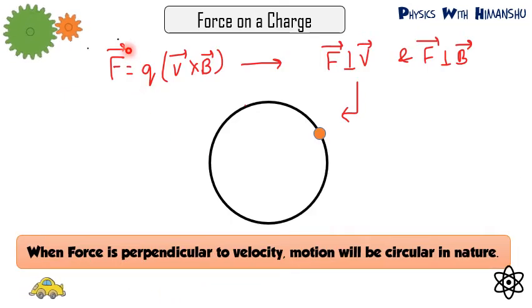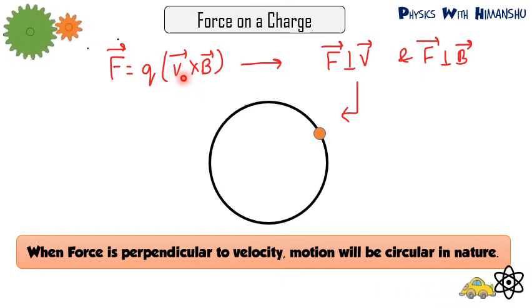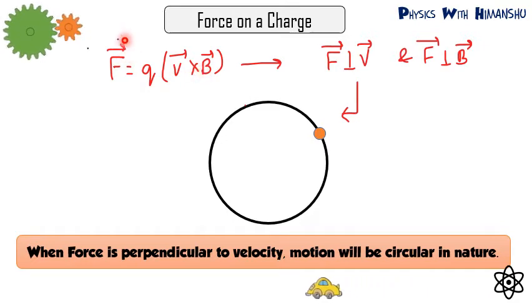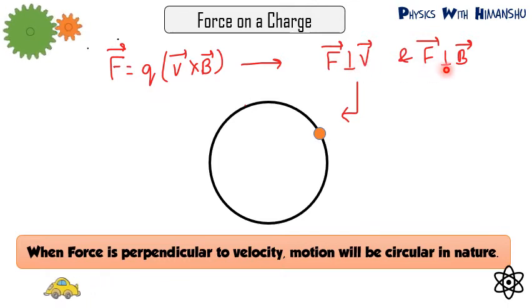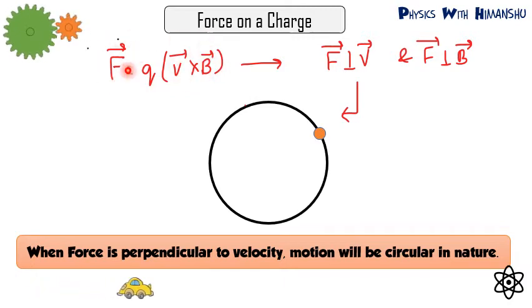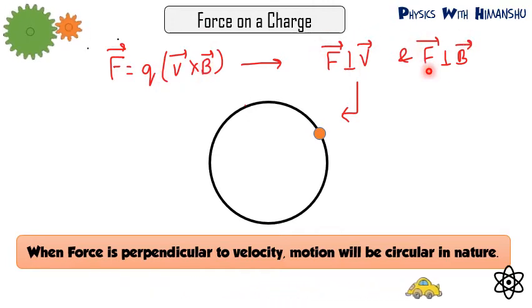So we already know that force on a charge q moving with velocity v in magnetic field B is F equal to q v cross B. Remember that the result of a cross product of two vectors like v and B is a vector only. So that vector is F. F will be perpendicular to V also and perpendicular to B also. If you cross product two vectors, the resultant vector will be perpendicular to both of them.